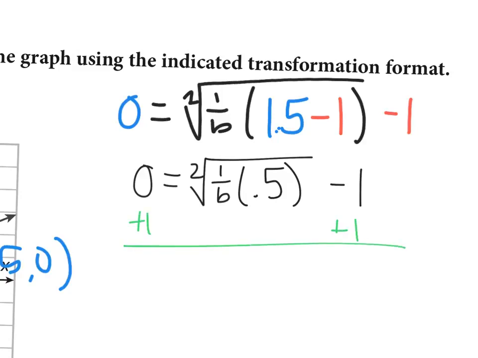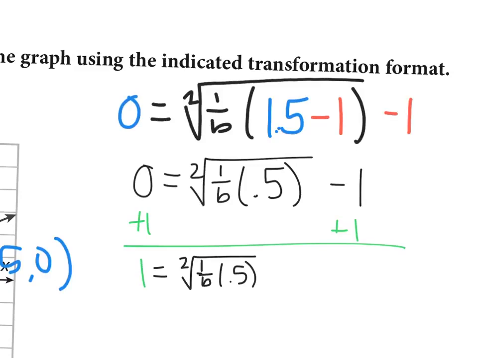Remember, you cannot just add this, subtract this 1 from this 0.5 for 2 reasons. Number 1, this 0.5 is underneath our square root symbol. Number 2, this 0.5 is attached to a 1 over b. And this -1 has neither of those properties, so they definitely cannot be combined. 0 plus 1 is 1, so 1 equals the square root of 1 over b times 0.5.